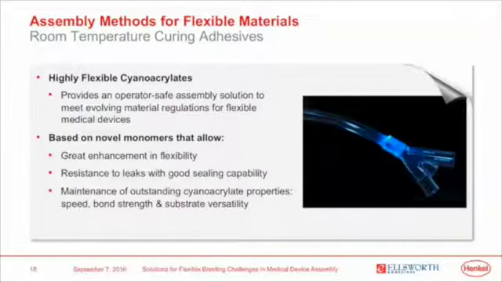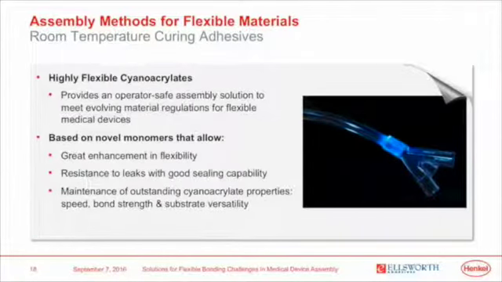So let's jump into some of the actual newer assembly methods for flexible materials, again, focusing specifically on adhesives. The first example we'll review is a room temperature curing adhesive. This is actually a highly flexible cyanoacrylate. You'll hear me refer to this potentially as CAs as we move forward through the presentation today, so that is an abbreviation for cyanoacrylate. This particular solution is actually new and novel.